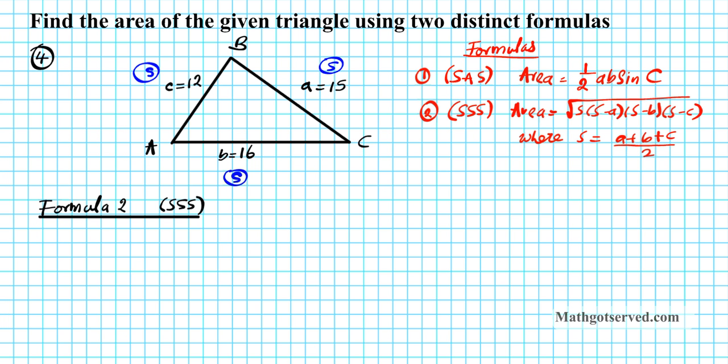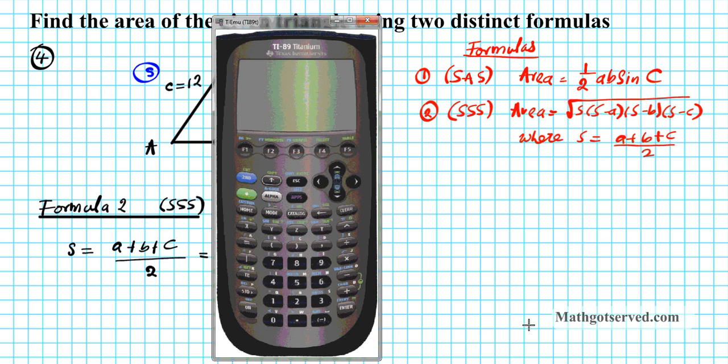Okay? So for formula 2, first thing we have to find is the semi-perimeter, so we can plug it into the main formula since we already know A, B, and C. So let's find the semi-perimeter first. S is equal to A plus B plus C over 2. So we apply this formula to this situation. We're going to have 15 plus 16 plus 12 over 2. Okay? Now let's plug that into our calculator and see what we get.